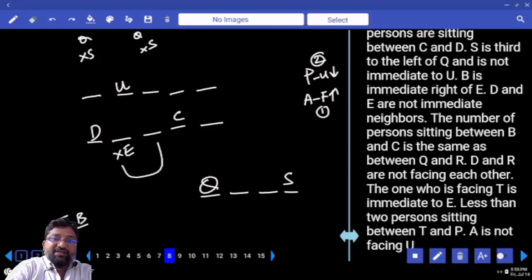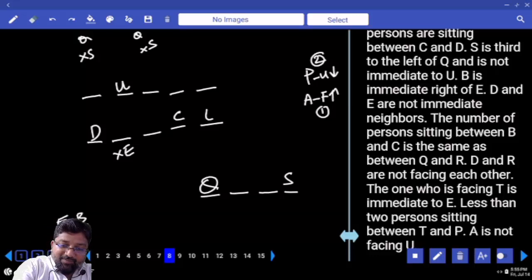Can I go for D and E here? Can I go for D and E at the left side? Then E and B has how many chances? Only one. Don't waste your time by checking the possibilities here. Directly place E and this is B. Did I get all the 6 places? Yes. Done.